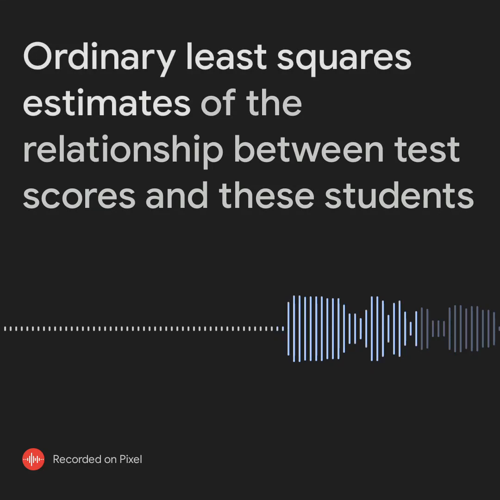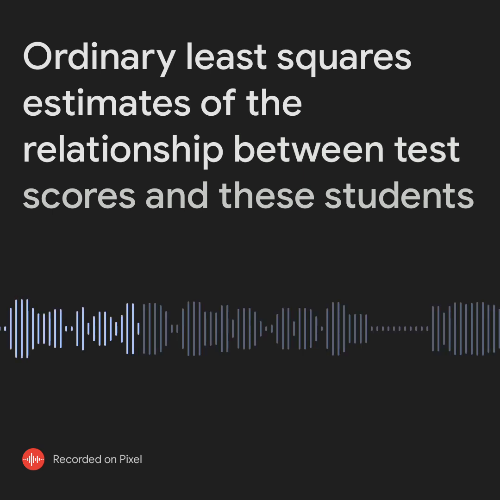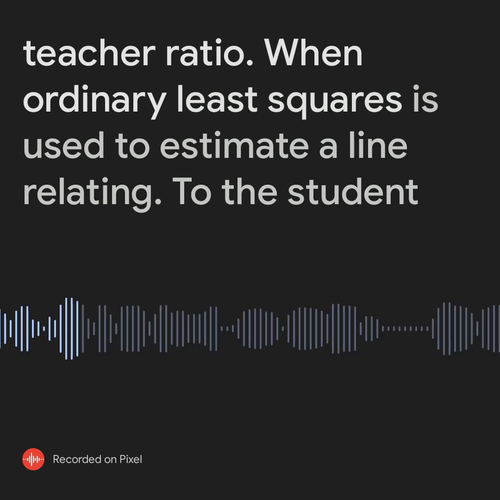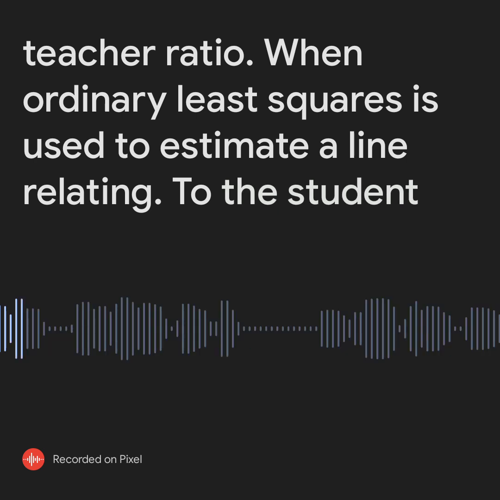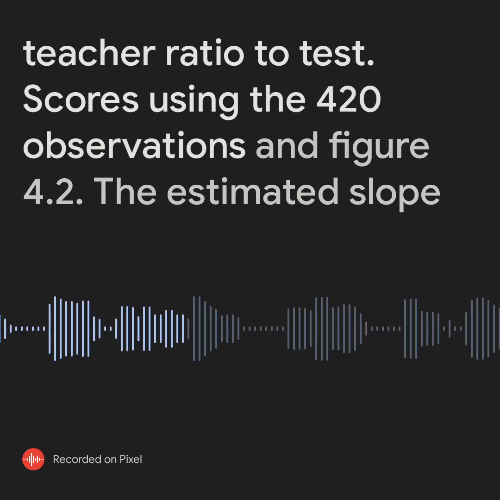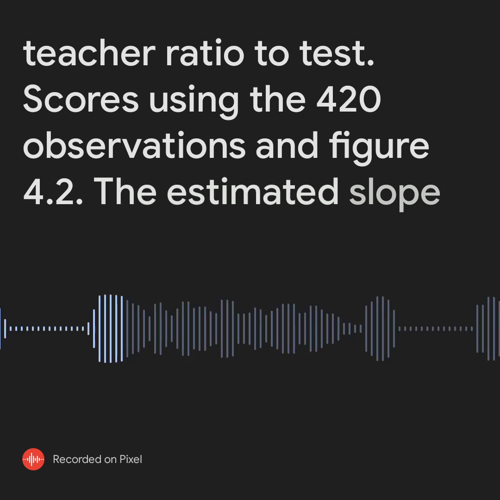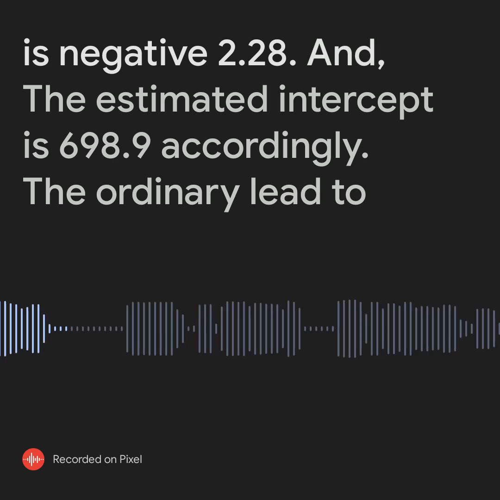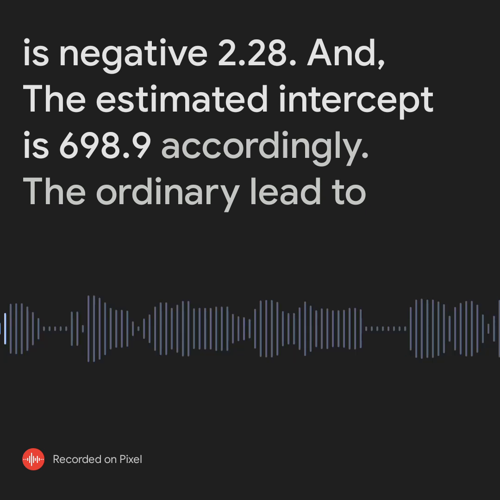Ordinary least squares estimates of the relationship between test scores and the student-teacher ratio. When ordinary least squares is used to estimate a line relating the student-teacher ratio to test scores using the 420 observations in figure 4.2, the estimated slope is -2.28, and the estimated intercept is 698.9.